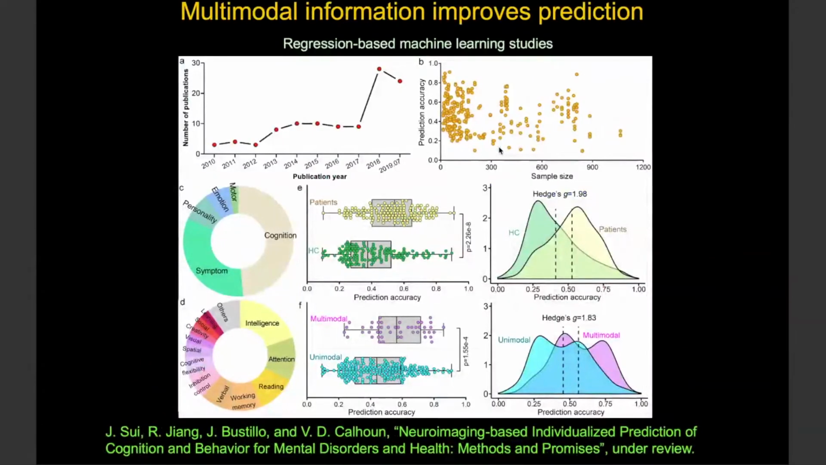This is just a figure from a recent review we did. In this case, we were looking at regression-based machine learning studies, so predicting continuous values from data.